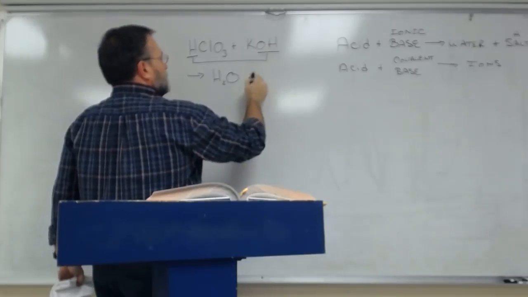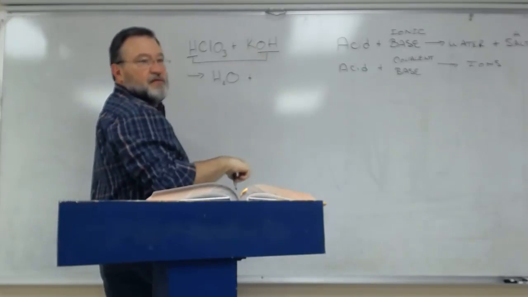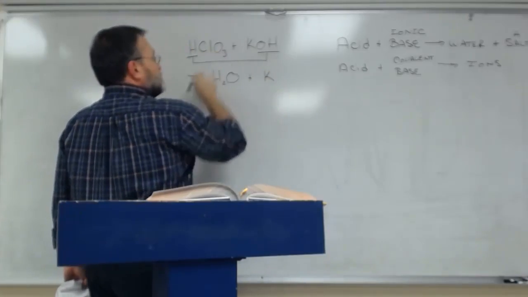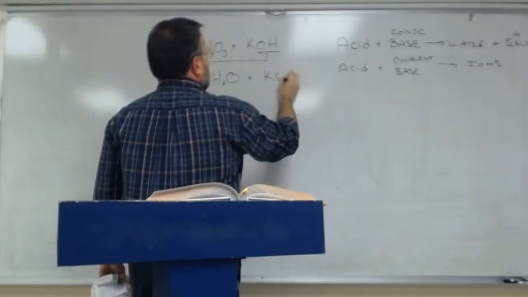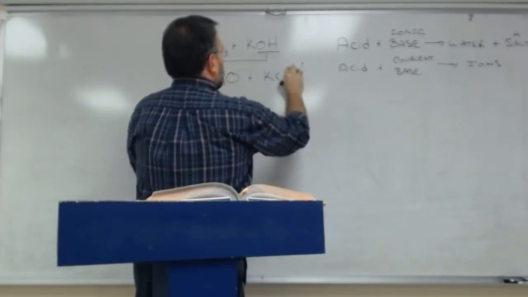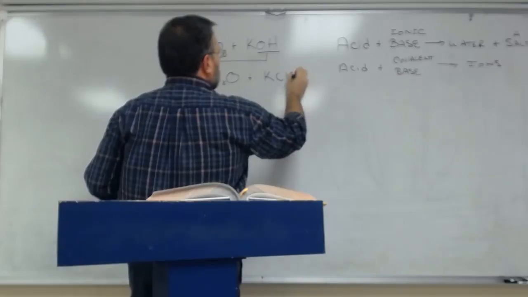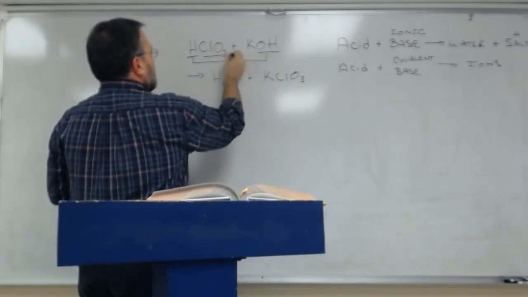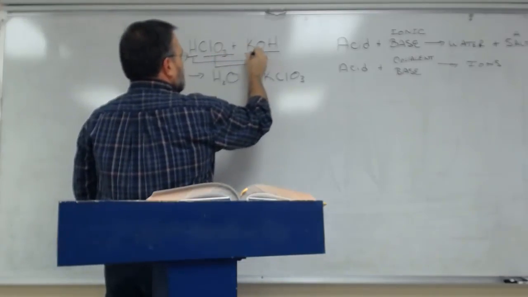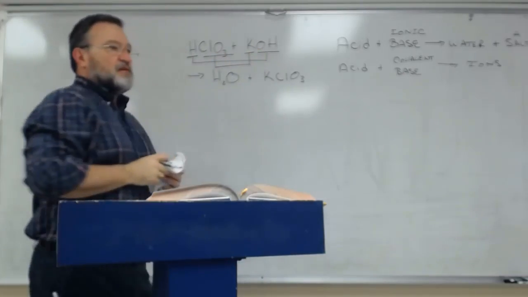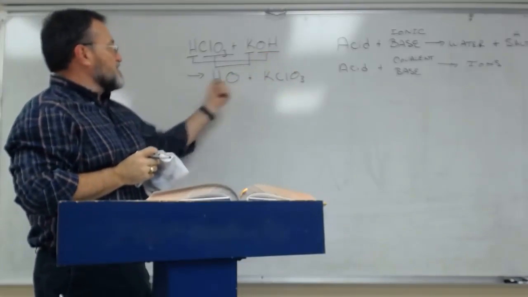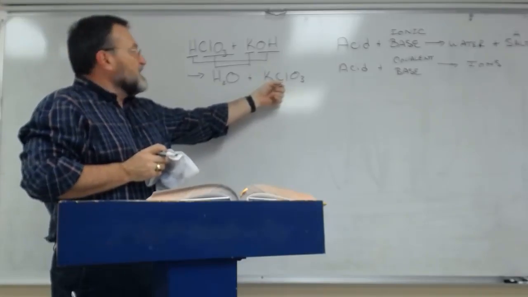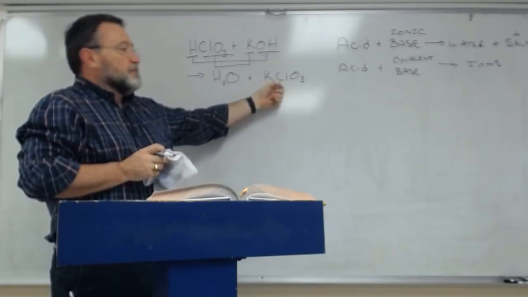And what's left over? The metal from the base and the non-hydrogen portion of the acid, ClO3. Why? Because the non-hydrogen portion of the acid bonds with the metal of the base to form the water and a salt. So my salt here is this molecule right here. Potassium chlorate is my salt and water.